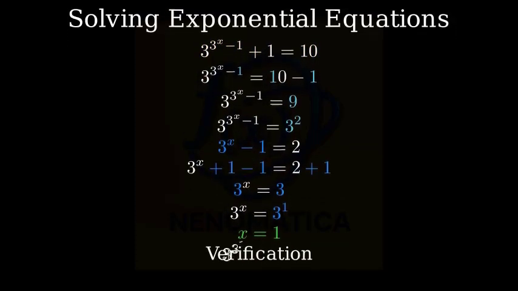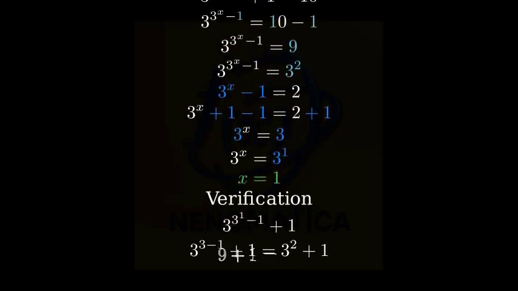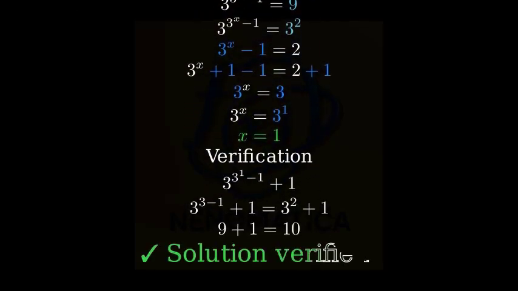Let's verify our solution by substituting x equals 1 back into the original equation. When we substitute, we get 3 raised to the power of 3 times 1 minus 1 plus 1. This simplifies to 3 raised to the power of 2 plus 1, which equals 9 plus 1, which equals 10. Since this matches our original right-hand side of 10, we've confirmed that x equals 1 is indeed the correct solution.